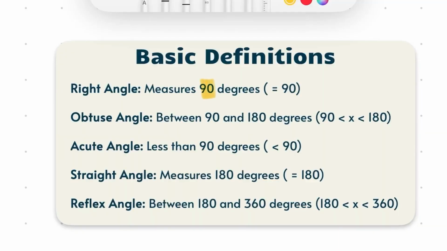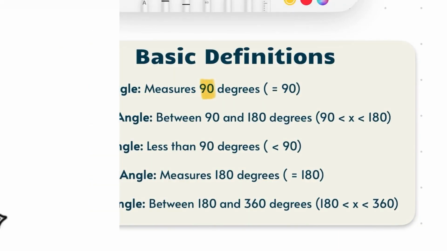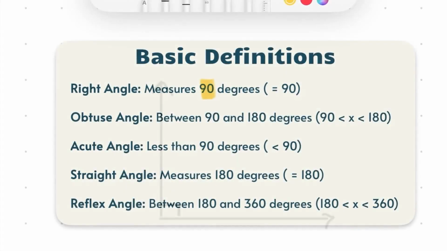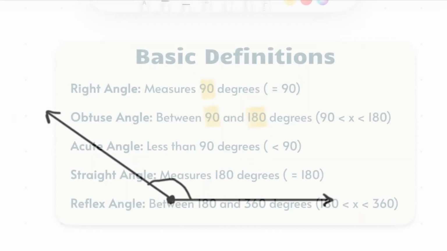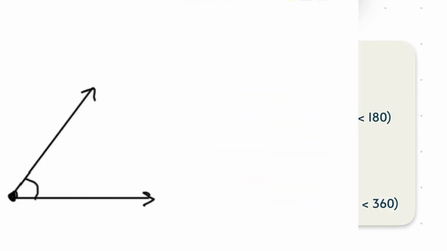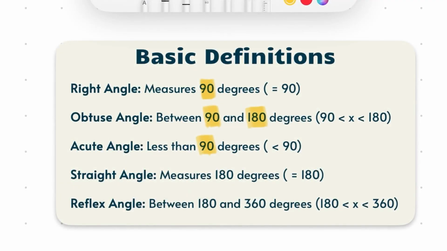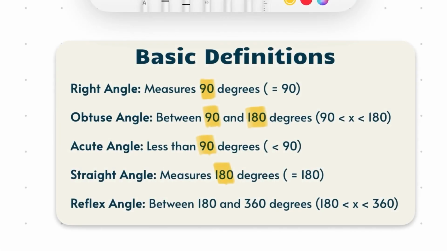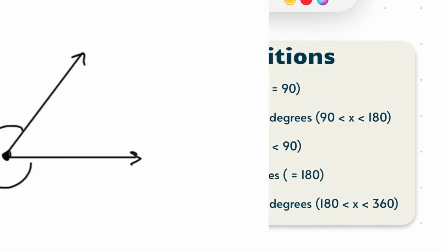Remember that a right angle measures 90 degrees. An obtuse angle measures between 90 and 180 degrees. An acute angle measures less than 90 degrees. A straight angle measures exactly 180 degrees. And a reflex angle measures between 180 and 360 degrees.